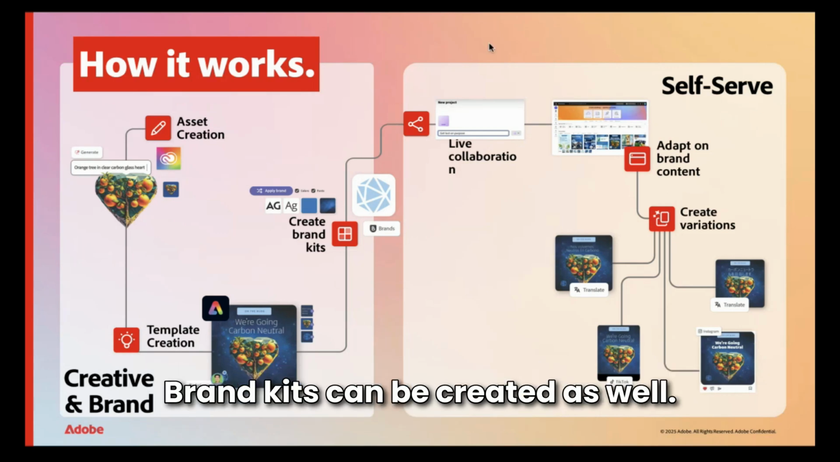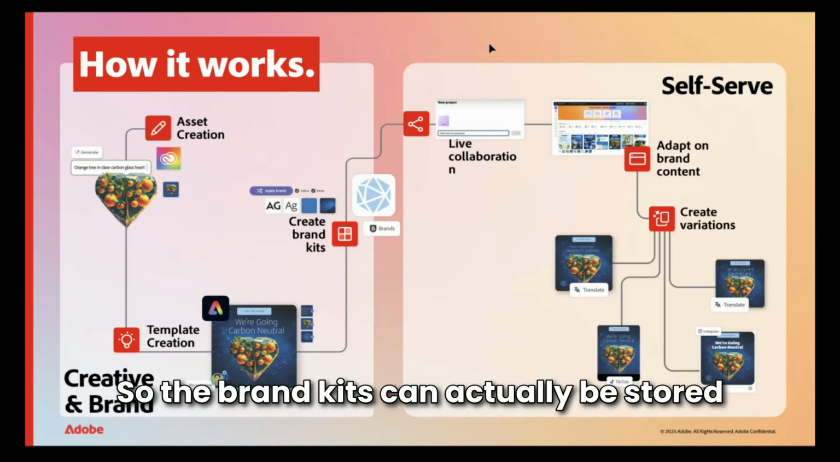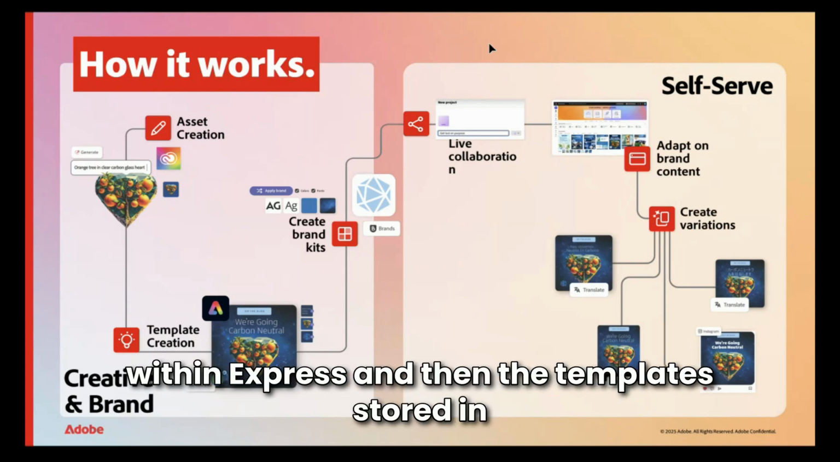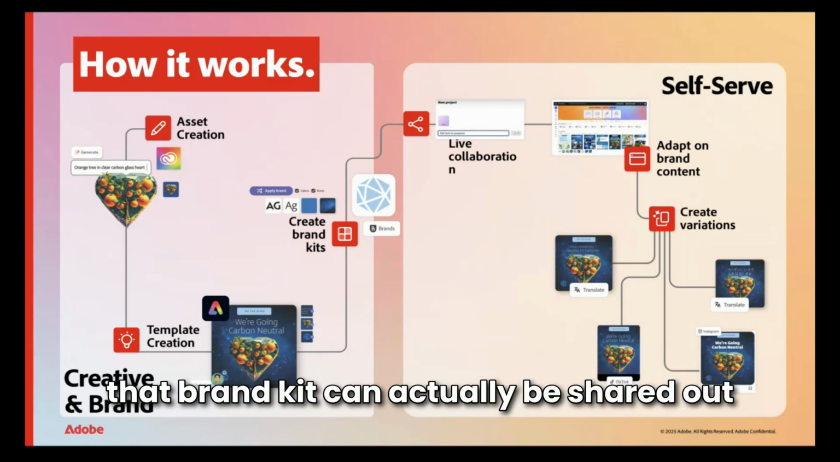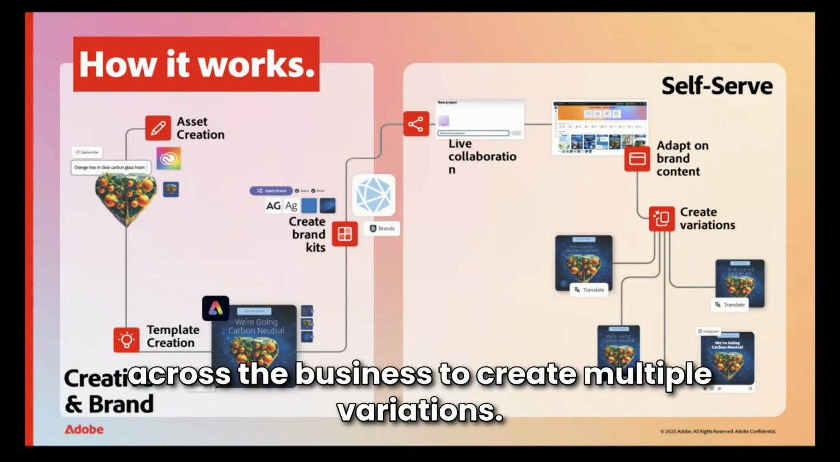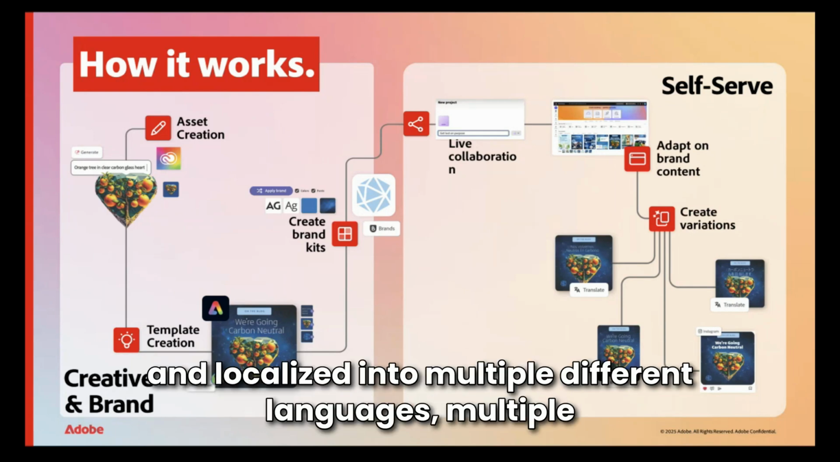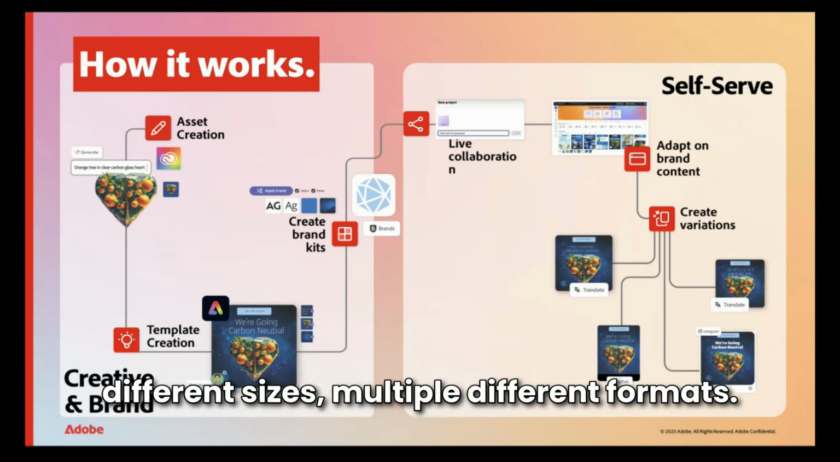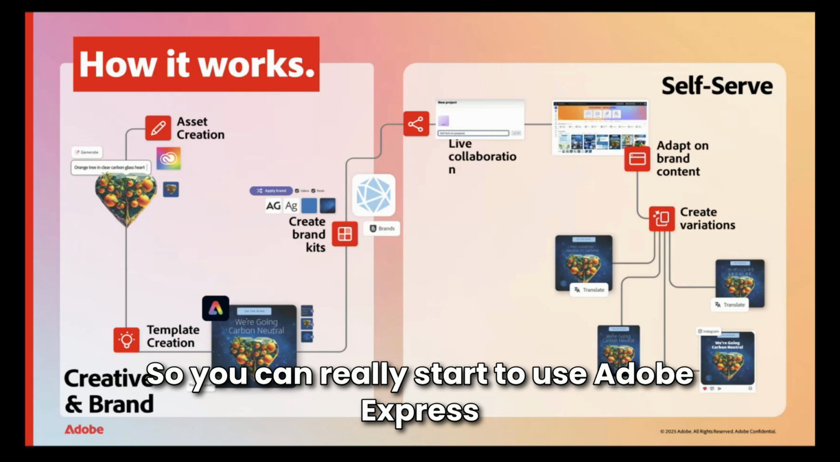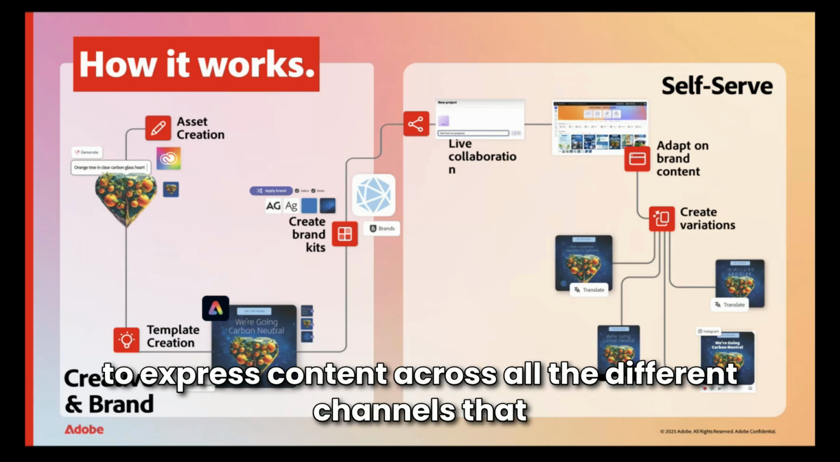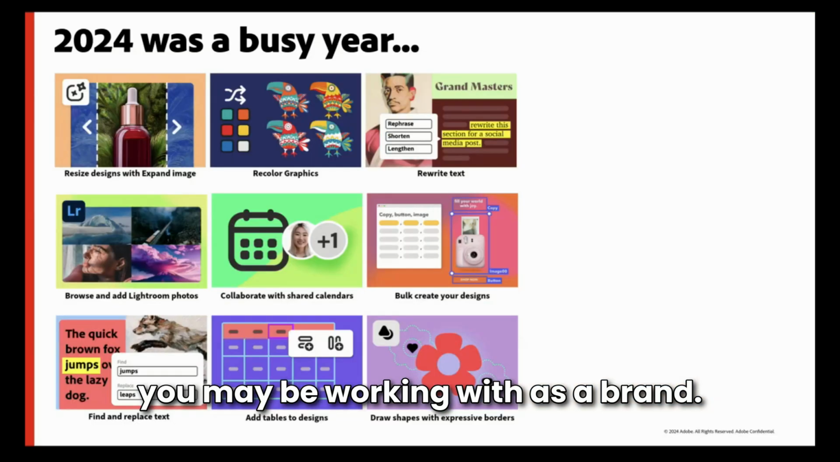Brand kits can be created as well. So the brand kits can actually be stored within Express, and then the templates stored in that brand kit can actually be shared out across the business to create multiple variations. The variations, of course, can be resized and localized into multiple different languages, multiple different sizes, multiple different formats. So you can really start to use Adobe Express to express content across all the different channels that you may be working with as a brand.